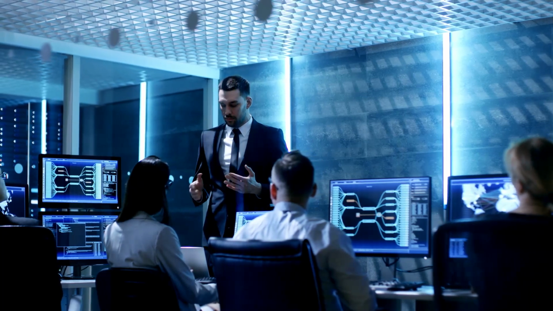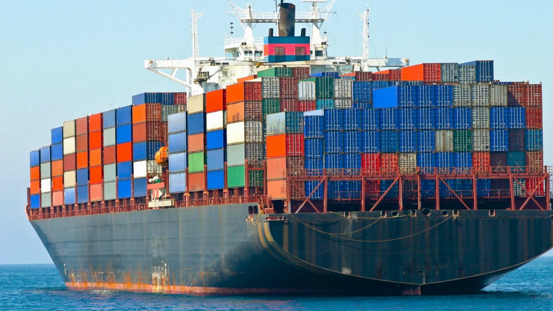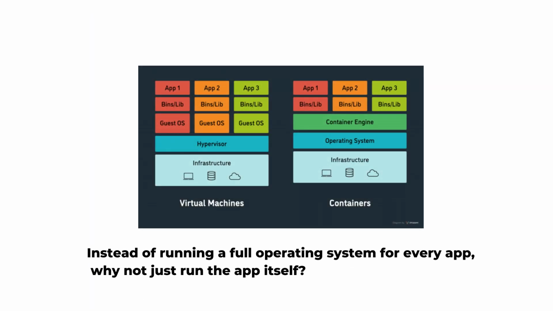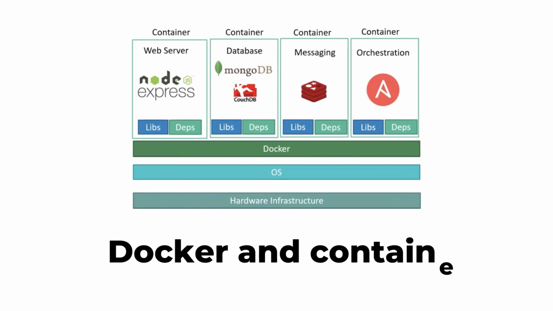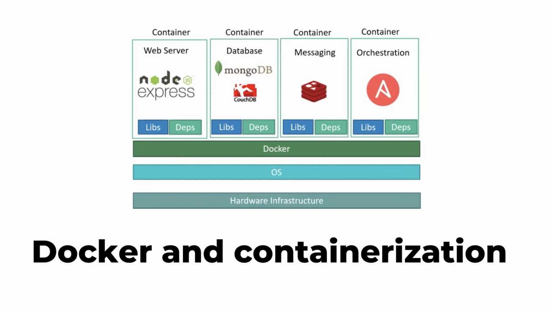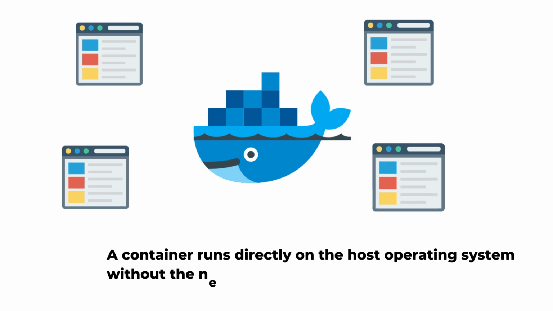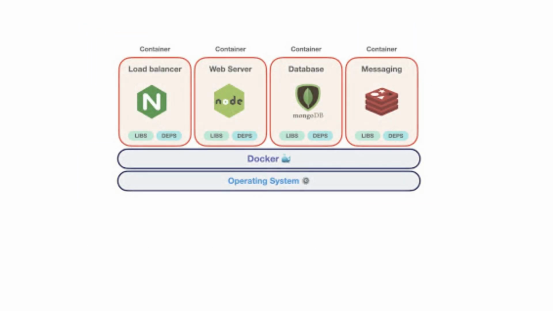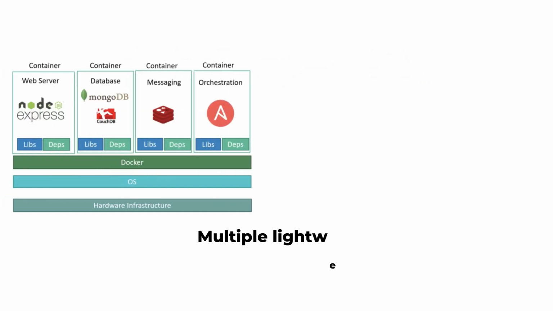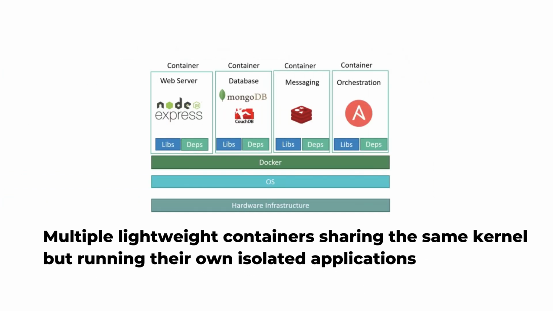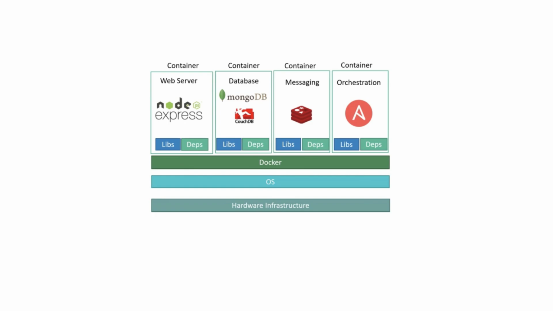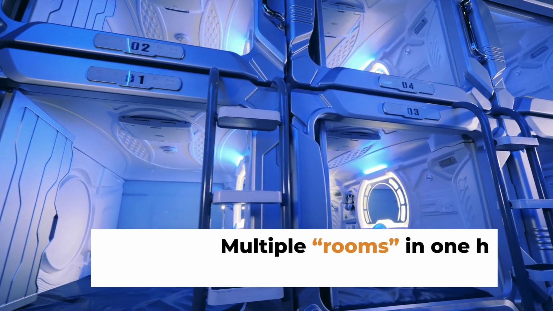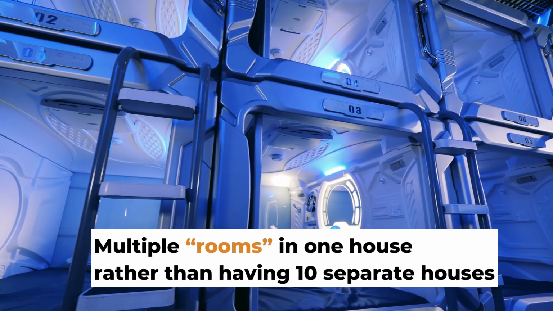Then came the modern solution: containers. Instead of running a full operating system for every app, why not just run the app itself? This is where Docker and containerization come in. A container runs directly on the host operating system without the need for a full OS inside it. Instead of multiple virtual computers, you have multiple lightweight containers sharing the same kernel but running their own isolated applications. Think of it like having multiple rooms in one house rather than having 10 separate houses.